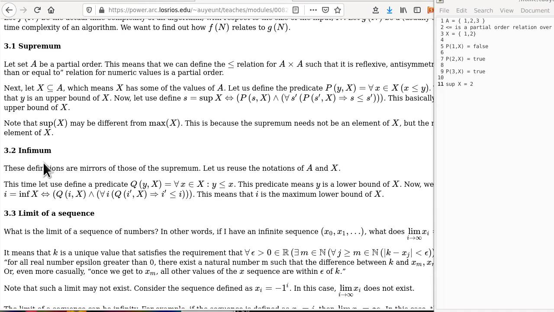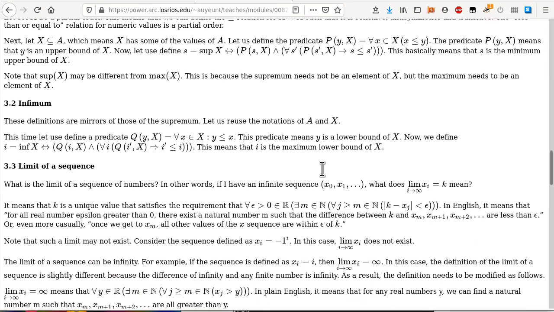Is A still partially ordered and all that as well for the infimum? Yes. We have to reuse the notations A and X. A still has to be a partial order, and X is a subset of the partial order. But X can be A itself. It just has to be a subset. It doesn't have to be a proper subset. Are we okay so far? So for all practical considerations, supremum is maximum and infimum is minimum, because we are only dealing with numerical values that are total orders.